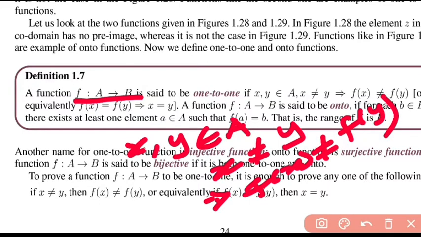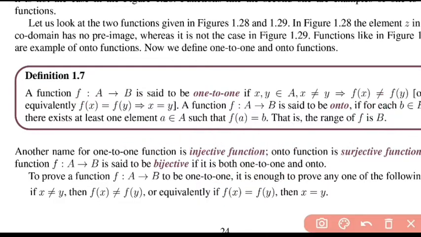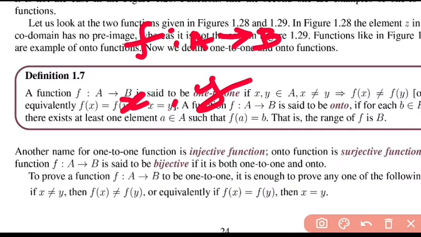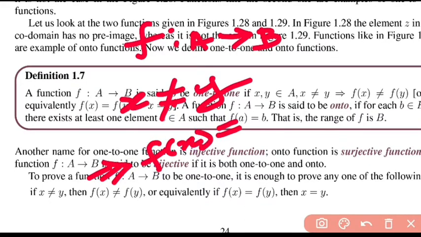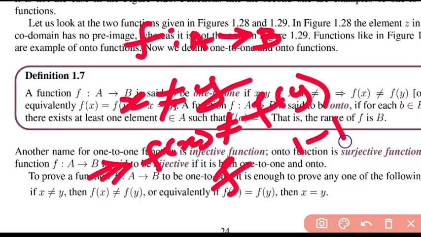Okay, so let's see again. If f is the function from A to B, we take two elements. Suppose in the question itself they give the elements, two elements, we assume that x is not equal to y. Then to prove that f of x is not equal to f of y, then f is a one-to-one function.